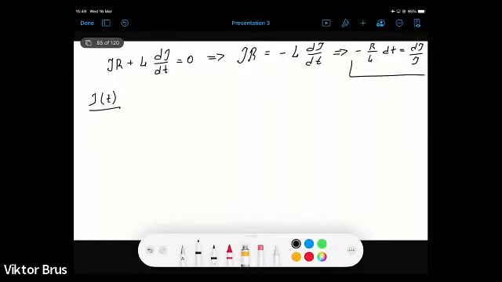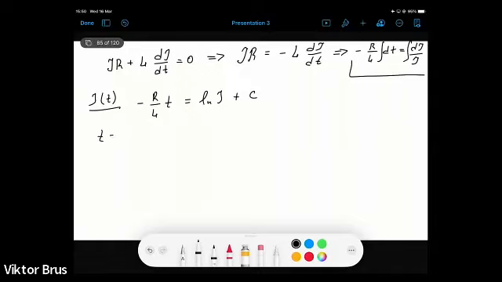So we integrate these two parts and get the following. It will be minus R over L times T equal to the natural logarithm of electric current plus some constant, because if we don't have definite integrals, we have to deal with some constant. This constant is determined from boundary conditions.